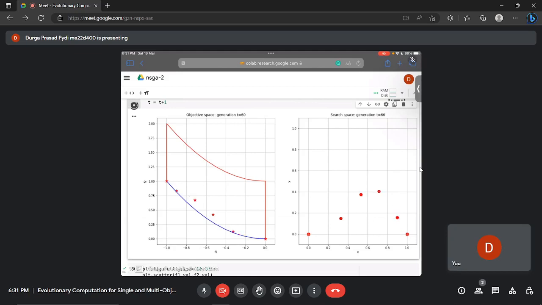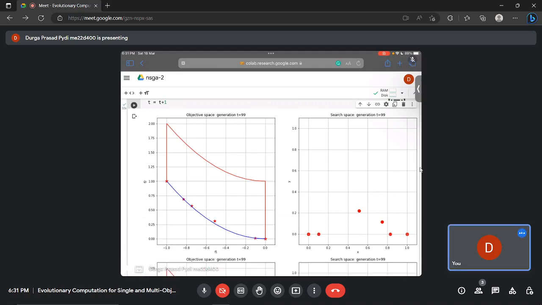This animation function is there in Python. I'm just plotting it repeatedly after a certain time. You can see around 80 generations or so, most of the solutions have already reached the Pareto front. I've kept a maximum generation of 100, so I think it stopped over here.